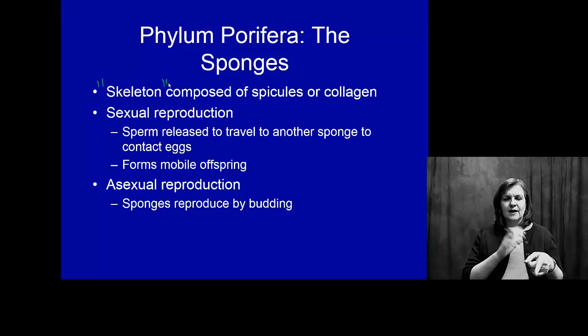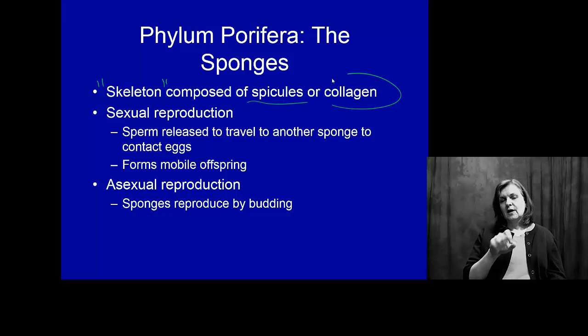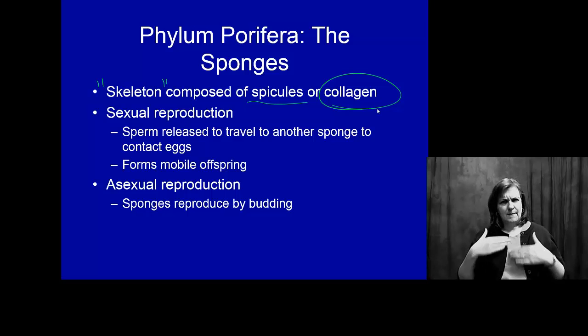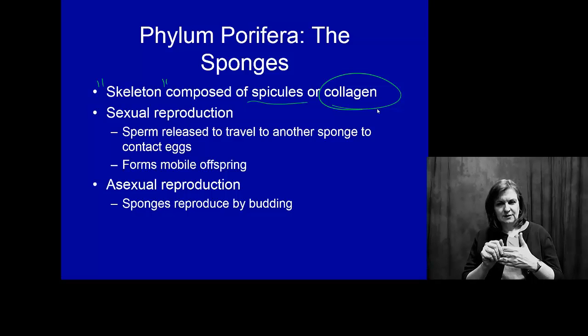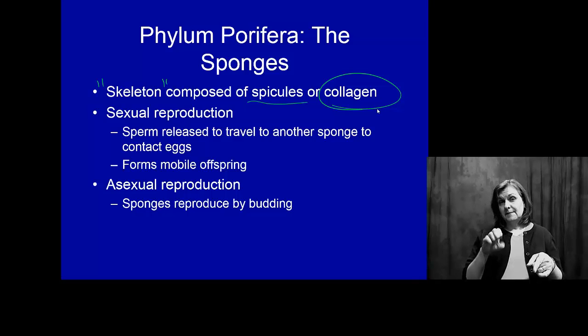So in this, we do see the skeleton per se of a sponge. Remember, they don't have bones, so their skeleton's actually made up of something known as spicules or even collagen. So you know collagen from your own system gives it elasticity. In this case, we're looking at this as being a supportive structure for the sponge. They do go through sexual reproduction most of the time, but we can also see asexual reproduction as well.